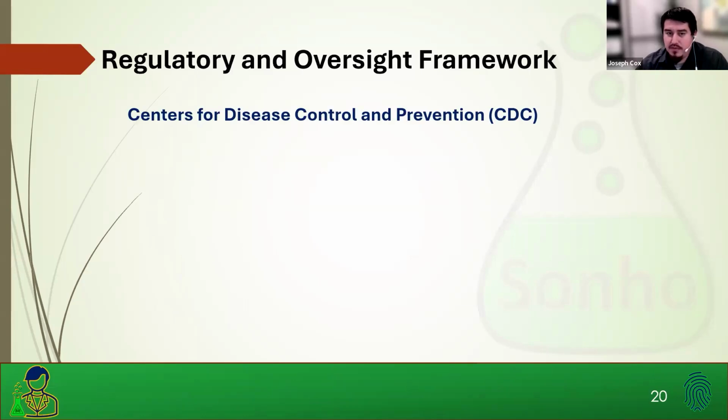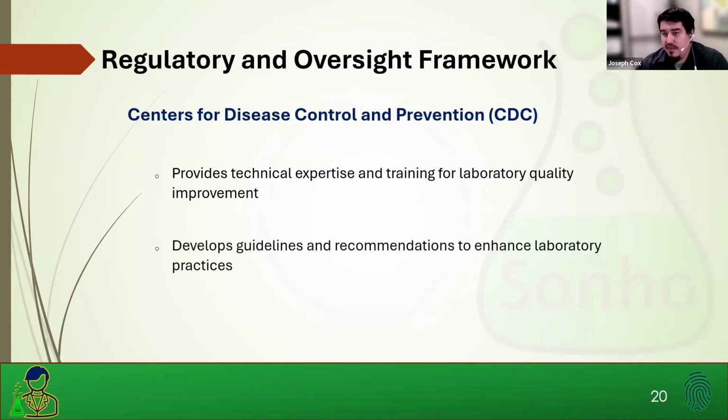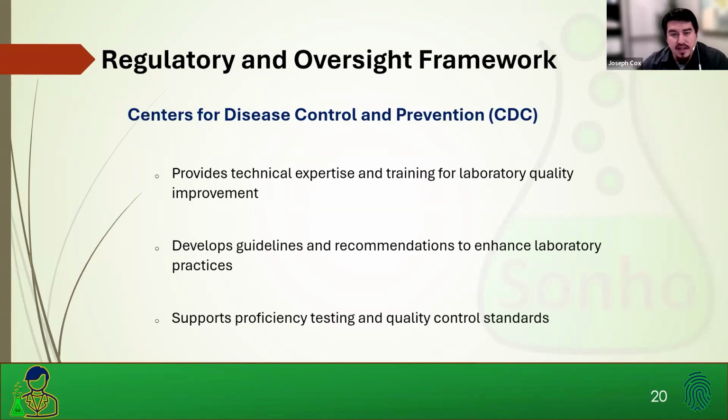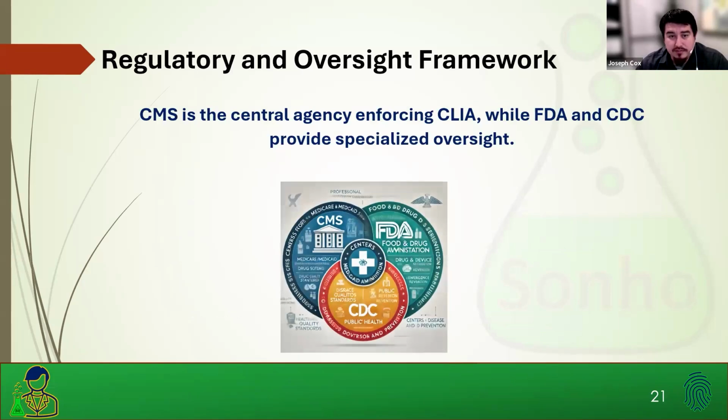The Centers for Disease Control provides technical expertise and training for laboratory and quality improvement. They develop guidelines and recommendations to enhance laboratory practices, and they support proficiency testing and quality control standards. So the CDC is more focused on quality and improving the efficacy of tests and efficiency evaluations. But all three of these agencies work together to enforce CLIA, with CMS being the central enforcing agency, while the FDA and CDC provide specialized oversight.